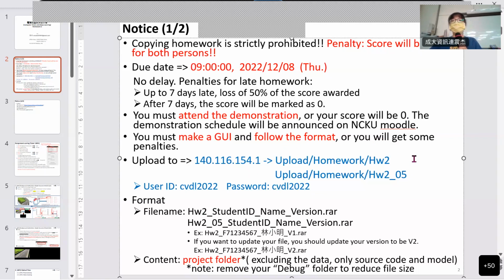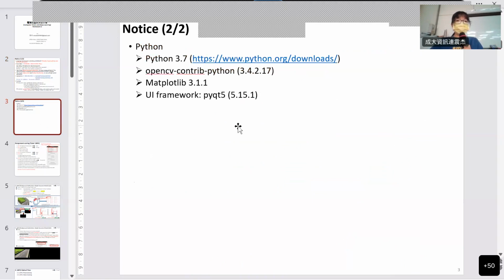And questions 1 to 4 are compressed into a folder and uploaded to the folder named homework 2. Question 5 needs to be uploaded separately. And you need to upload the project folder, excluding the data we provided, only the source code and model. And we recommend you use Python to do homework 2.